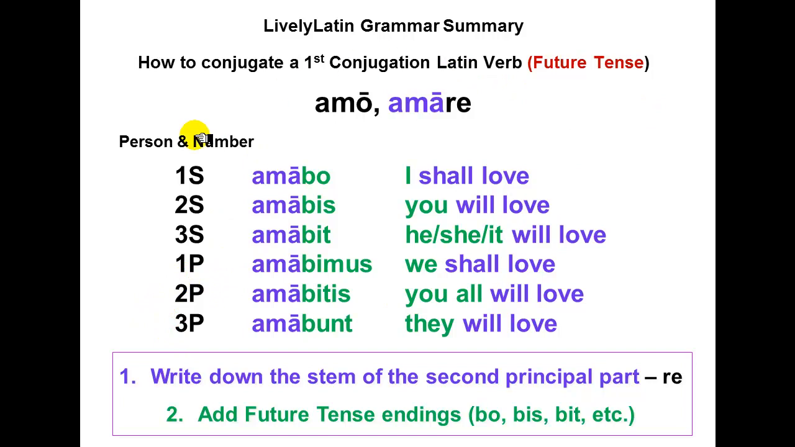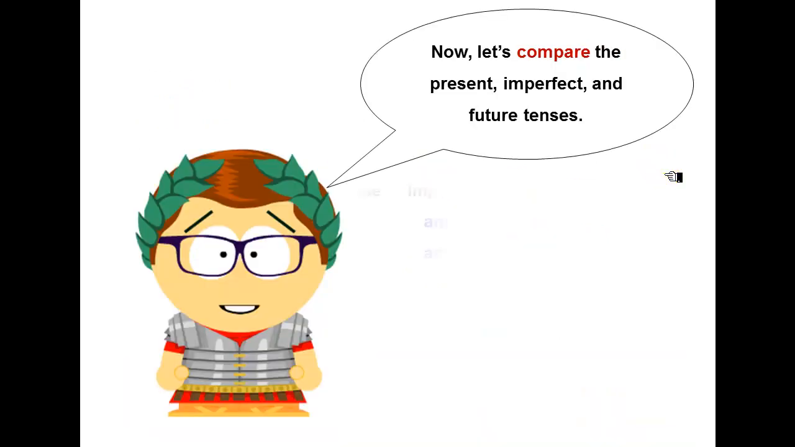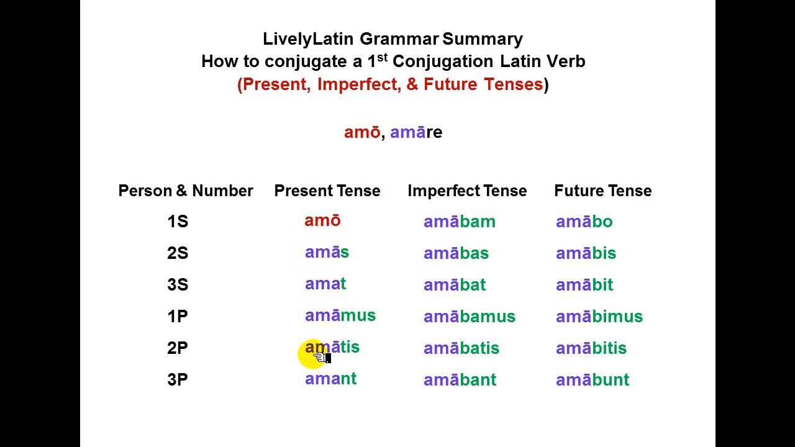All first conjugation verbs are done exactly the same way. So if you know how to do one, you know how to do them all. Let's look at a summary of these three tenses. Amo, amas, amat, amamus, amatis, amant, present tense. Amabam, amabas, amabat, amabamus, amabatis, amabant, imperfect tense. Amabo, amabis, amabit, amabimus, amabitis, amabunt. Future tense. As I said, all first conjugation verbs are done exactly the same way in these three tenses. If you know how to do one, you know how to do them all.